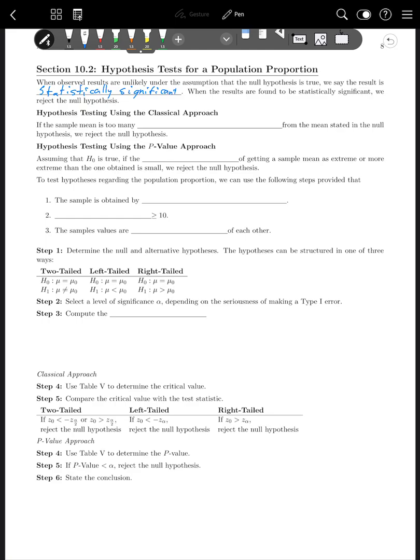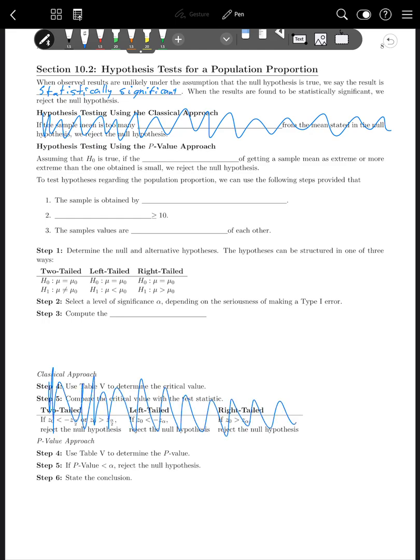Now, as we go through this section, you're going to notice some references to the classical approach. There are two methods for doing these, and the classical approach used to be the most common way to do it, but now pretty much everybody uses the p-value approach. And considering we're online and things are already a little bit more difficult, I'm just going to stick to the easier one and the more common one, which is the p-value approach. So anywhere in these notes you see the classical approach method mentioned, you should just be able to ignore that.